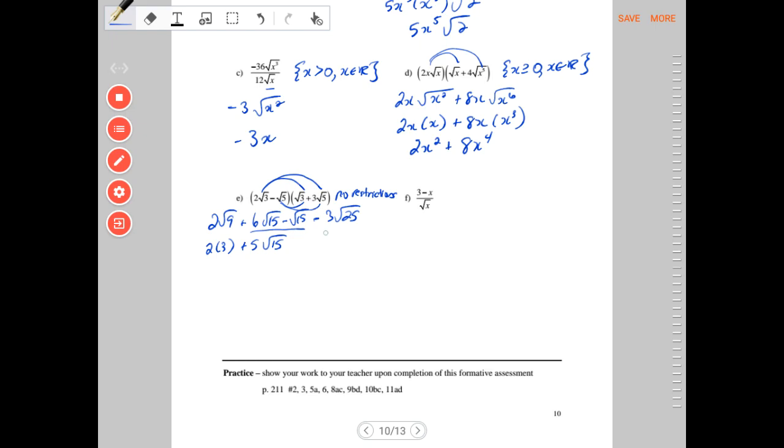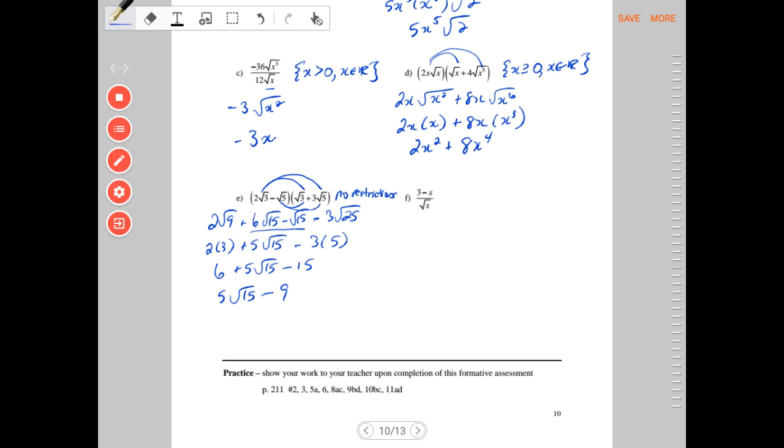Okay, and minus 25 is a perfect square, so that becomes 3 times 5. Okay, 2 root times 3 is 6, plus 5 root 15 minus 15, because again 3 times 5 is 15. So that would give us 5 root 15. 6 take away 15 is negative 9.